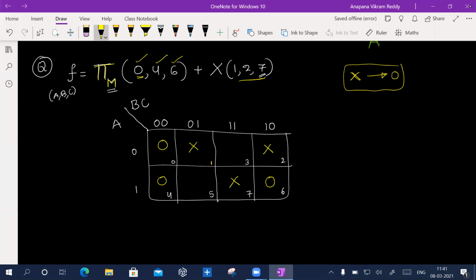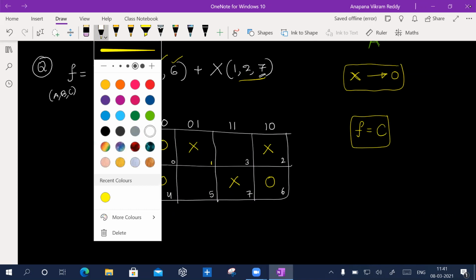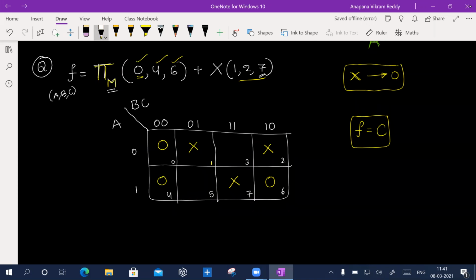Now you have these: 0, don't care, 0, don't care, 0. Now please tell me, what is my F here? C, sir. Very good. F equal to C. So what I can do here is, I don't have 8 cells covered, so I can go for a quad. I can fold my K-map to make a quad like this.